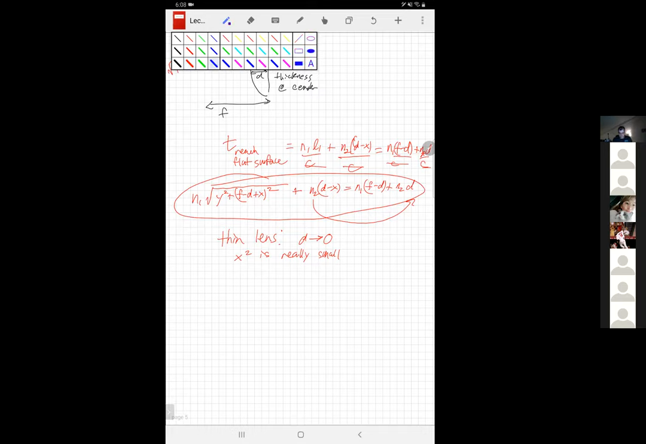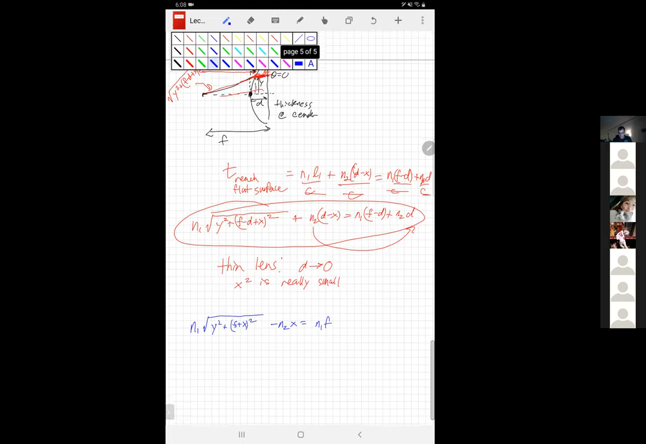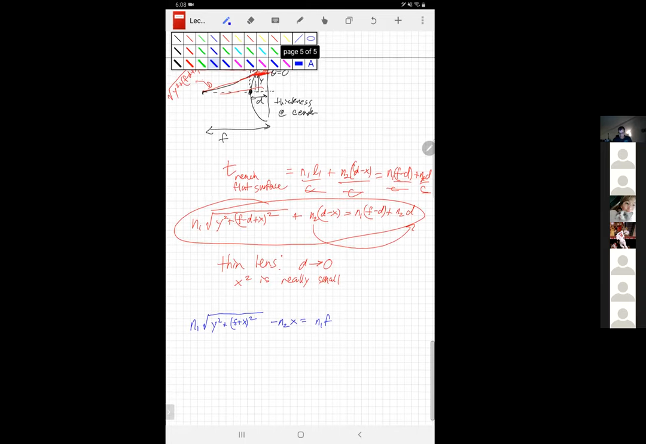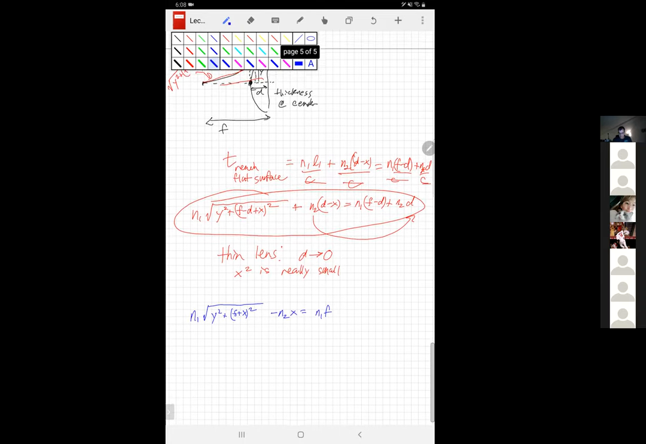Well, that means I can do the following in my equation. I can rewrite this as n1 times the square root of y squared plus (f plus x) squared, minus n2 x, equals n1 f. Okay, and I feel like I did something wrong. No, it won't matter.